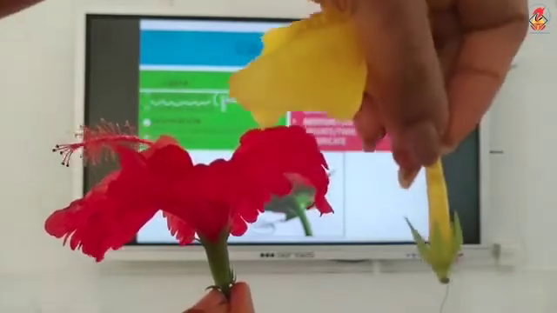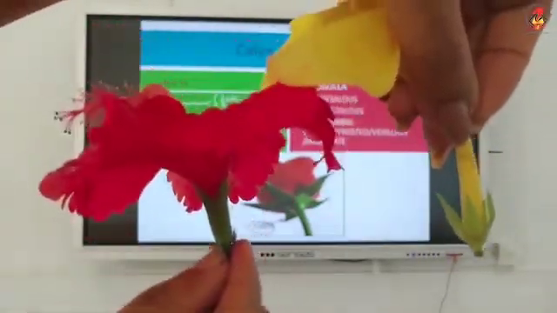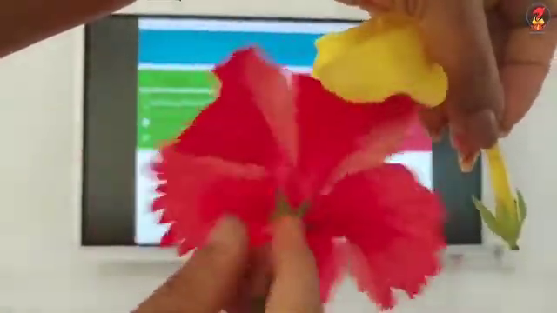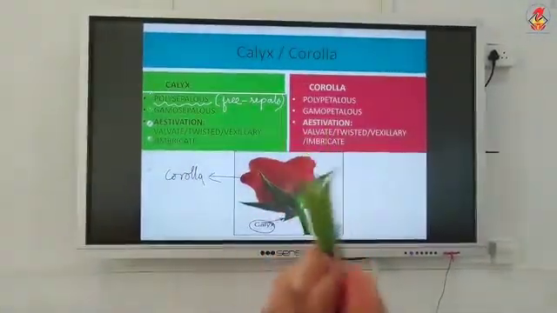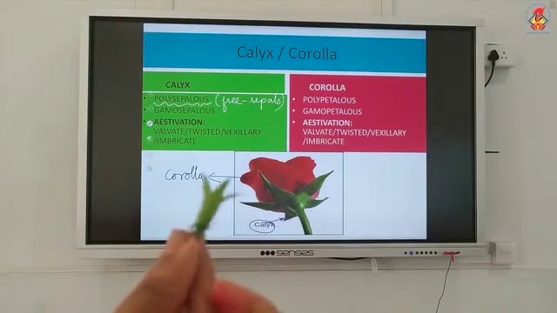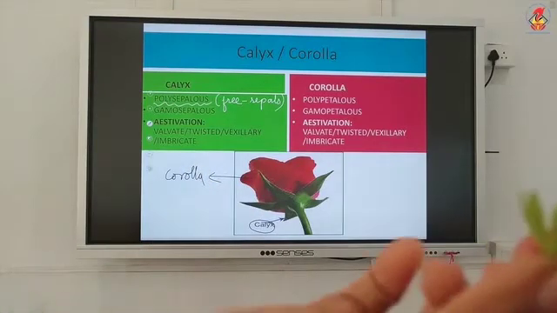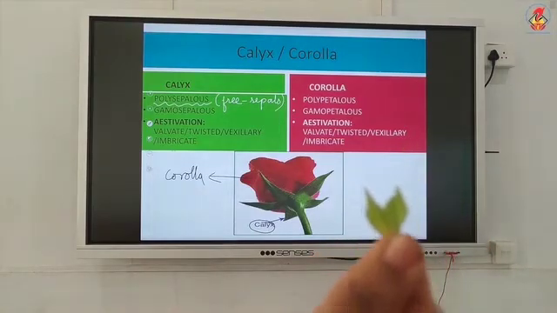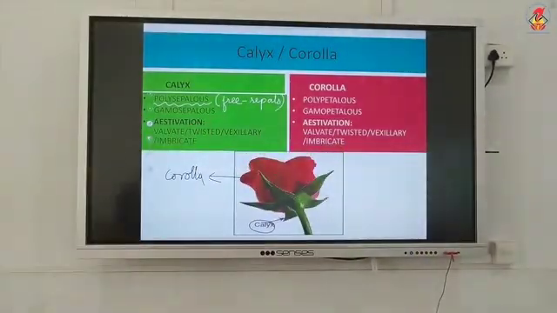Poly is the yellow flower, and gamo is the red hibiscus. Here in hibiscus the sepals are fused like a cup. See, like a cup. If I detach it, see, like a cup. Whereas here the sepals are free. So this condition is called polysepalous and this is called gamosepalous.